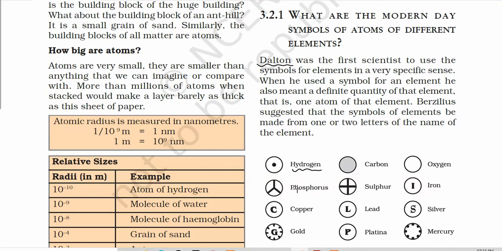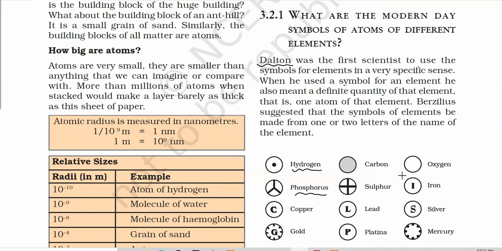It was termed as hydrogen. For phosphorus, he gave this symbol. For copper, a circle with C. For gold, a circle with G. For platina, a circle with P. For lead, a circle with L. For sulfur, a circle with a plus. For carbon, a darkened, gray-colored circle.